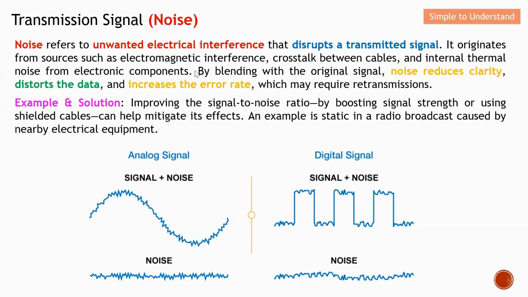One simple way to resolve this noise is to improve the signal to noise ratio. How can we improve the signal to noise ratio? We can boost up the signal strength, or we can use shielded cable to prevent coupling. All this can mitigate the effect. An example is static in a radio broadcast, which is caused by nearby electrical equipment. So this is the second transmission impairment, noise.